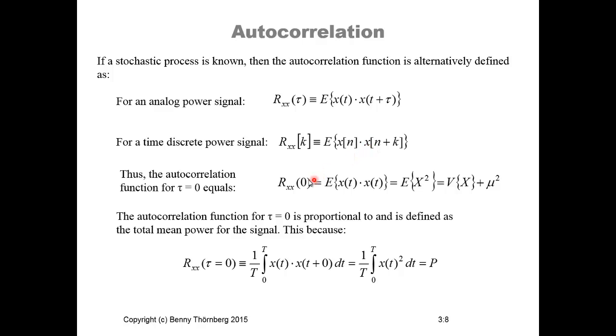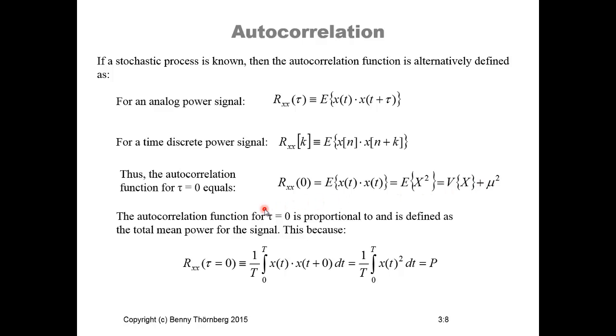And for the autocorrelation function, if tau is equal to 0, meaning that there is no time difference between the points that we analyze, then the autocorrelation function will be equal to the expected value of x of t multiplied with x of t. And this is the expected value of x squared, which we know as the total mean power. And this is equal to the variance of x plus the mean value squared.